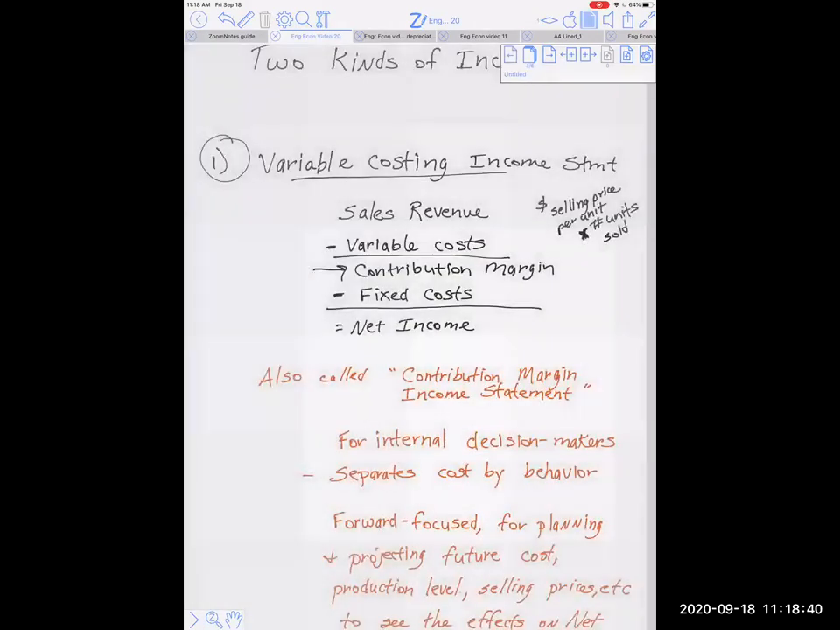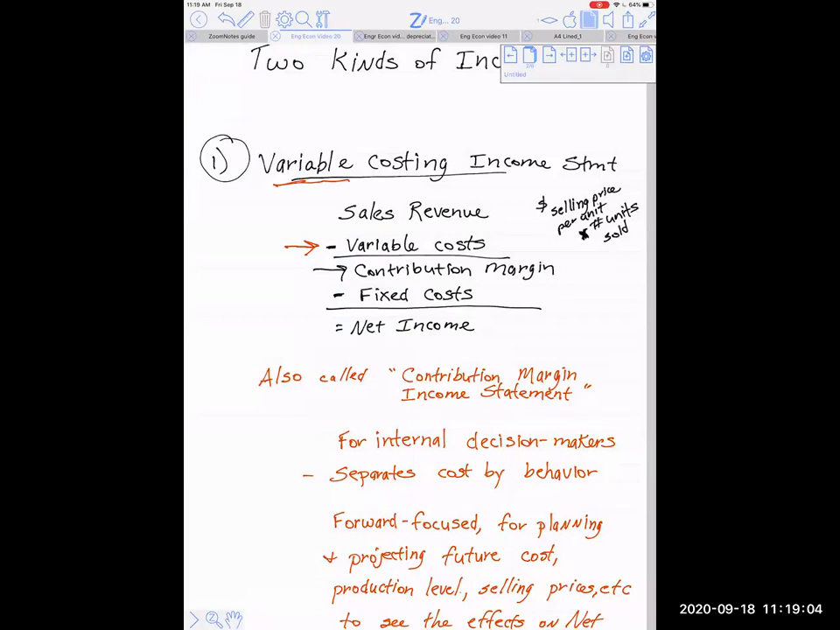So we will be learning two kinds of income statements. The first is a variable costing income statement, and it's a variable costing income statement because after sales revenue, the first subtraction, the first major category, the only category of expense or cost subtracted, are variable costs. So let's start with the beginning.